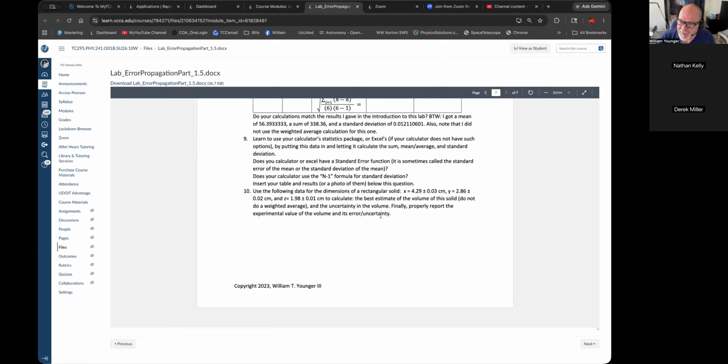To find the best estimate of the volume, we know the formula is x times y times z in this case. So I'm going to take the 4.29, which is the best estimate of x, and multiply that by 2.86, and multiply that by 1.98, and that's going to give me my best estimate of the volume, but it'll probably have way too many digits. So you just record that volume with a copious amount of extra digits. Just make sure you got a ton of extra digits on there and write it off to the side somewhere.